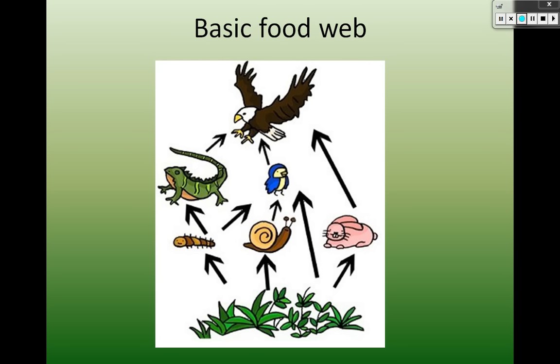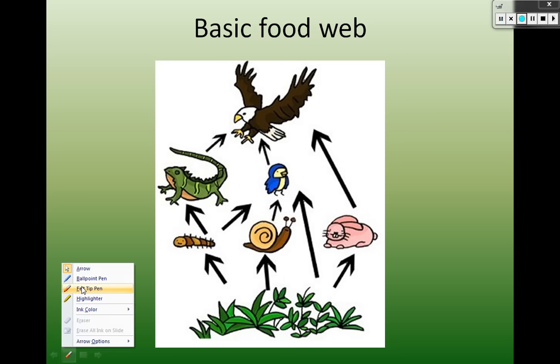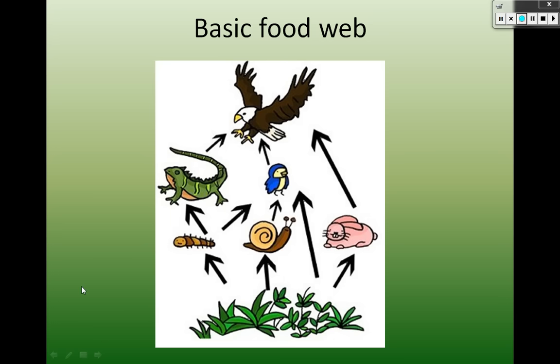So here is a basic food web that I found on the internet, and I thought was cute, but also actually shows everything we need it to show. A food web consists of different organisms. Some are the eaters, some are the eaten, and the arrows always go from the thing that is being eaten to the thing that is eating it.